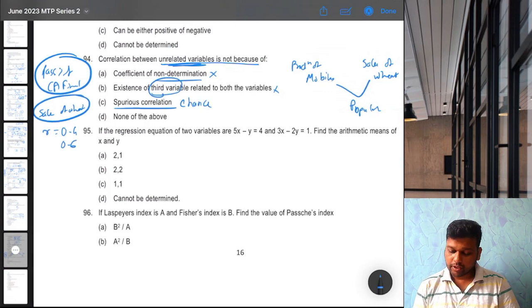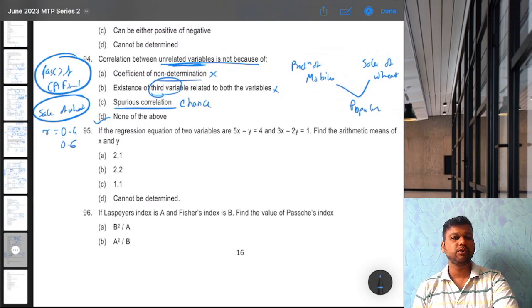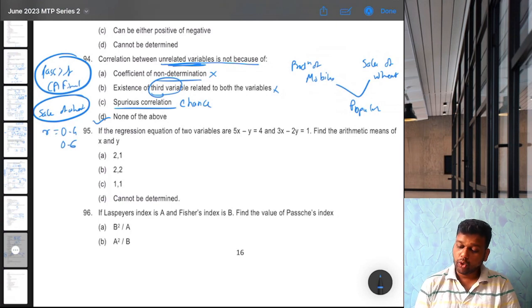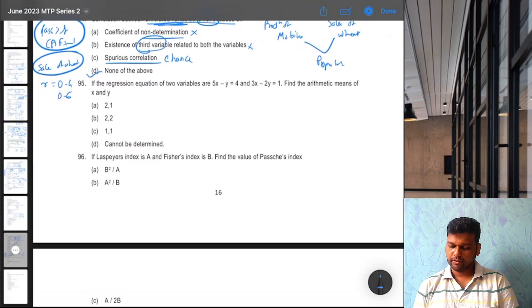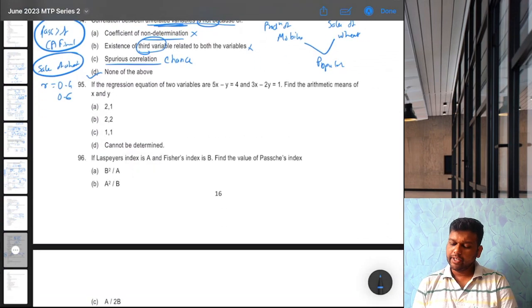So again, that is also not correct. So none of the above would be the correct answer. The question is framed in a confusing way. It is not because of what they are saying. So fine. Next, 95. If regression equations are this and this, find arithmetic means.